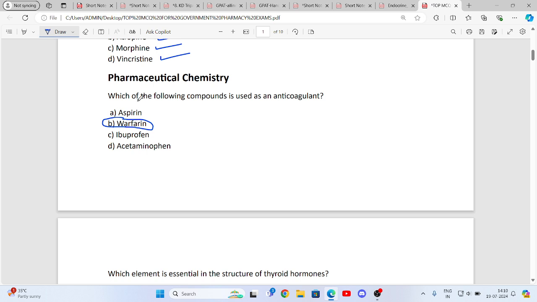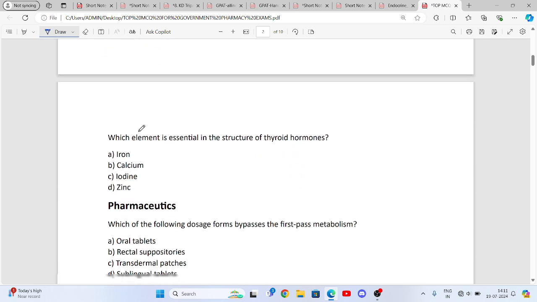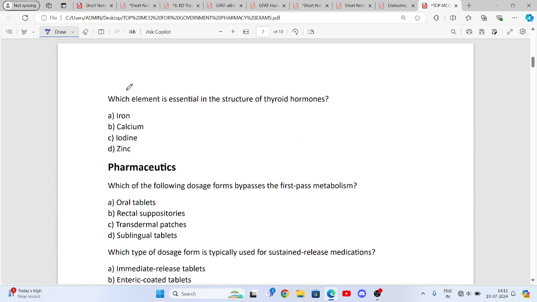Aspirin causes Reye's syndrome. It is a thromboxane synthesis inhibitor. It is also an anticoagulant, but it is more of an antiplatelet, blood thinner, rather than an anticoagulant. We usually categorize it as an antiplatelet blood thinner. Ibuprofen, it is an NSAID, so it is a non-selective COX inhibitor. Same, acetaminophen is paracetamol, which is again a COX-3 inhibitor.